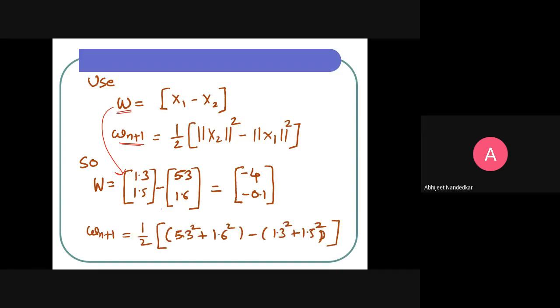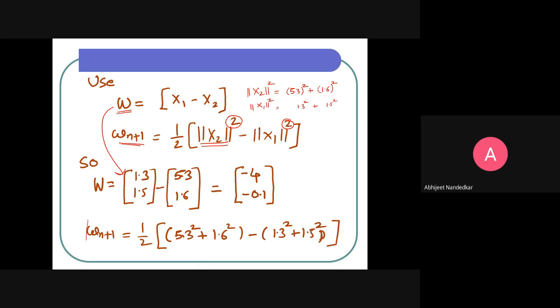This constant is nothing but the norm of the individual vectors. So what is the x2 norm? It is the square root of its length. X2 is 5.3 square plus 1.6 square. And what is the x1 norm? X1 norm is the length of the first vector, x1 vector. It is 1.3 square plus 1.5 square. But what we want is the norm square, so just square it, so the square root will go. And then you take the subtraction and multiply it by 0.5.